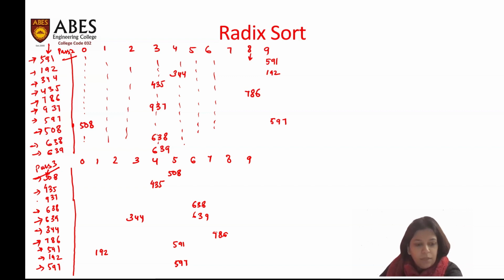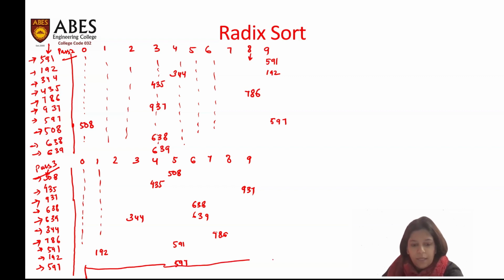Then we look for a number having 8. No, there is no number. Then we look for 9. Yes, we do have a number, that is 937. Right? So this is pass third. And again, we are going to arrange them according to these columns. If we arrange them according to the values in the columns, we will get the sorted values.